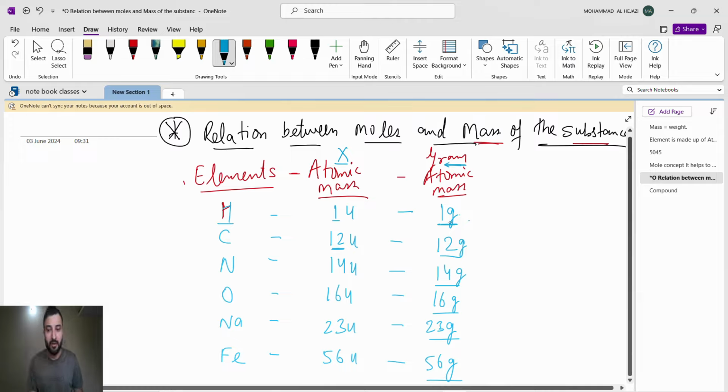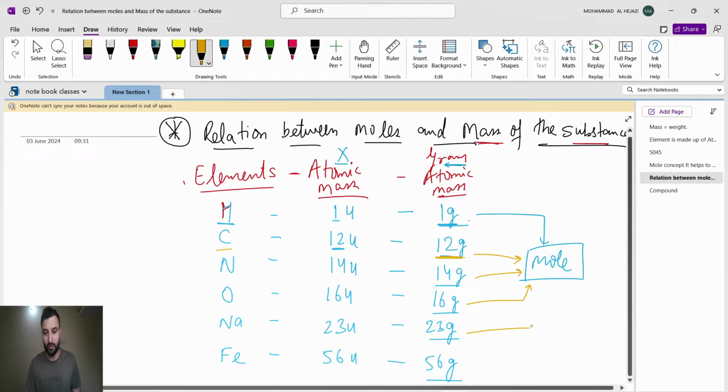So this is 1 gram of hydrogen. 1 gram of hydrogen, we call a mole. इसको मोल बोलेंगे. If suppose 12 gram of carbon, this is 1 mole. 14 gram of nitrogen, 1 mole. 23 gram of sodium, 1 mole. 56 gram, 1 mole. Okay, this is the 1 mole.